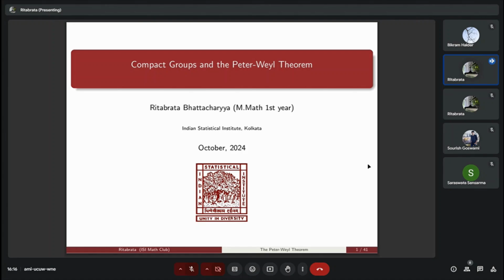So in this talk, we will mostly talk about representation of compact groups. Before that, I'd like to give a quick overview of representation of finite groups. This is necessary to understand representation of compact groups. So we'll start with it.